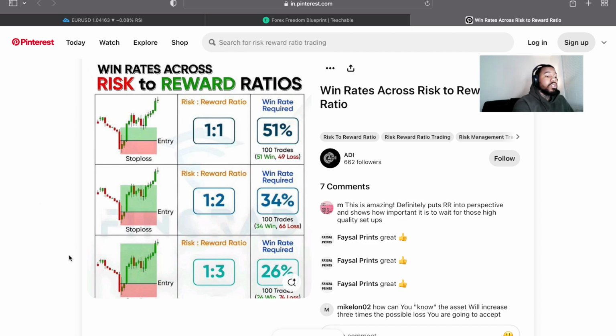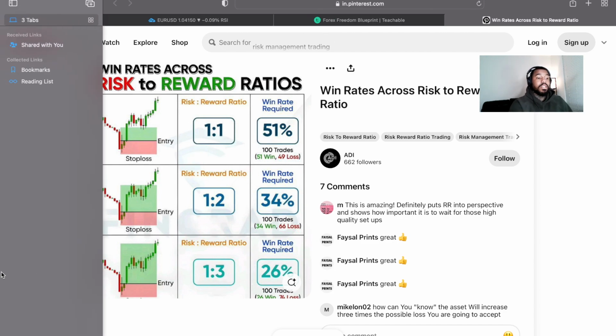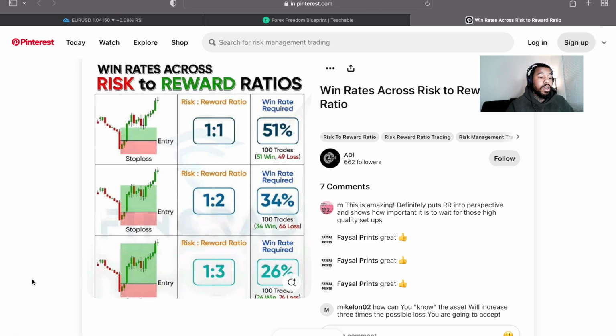Same thing if we go here: you see that you only need a 26% win rate to become a profitable trader with a 1-to-3 risk to reward. It says that you can have 26 wins and 76 losses and still be profitable if you go for a 1-to-3. Now, this is very powerful in trading, because it just gives you a different perspective. It makes you understand that if I wait on different setups, if I wait on high probability setups, I can be a profitable trader.